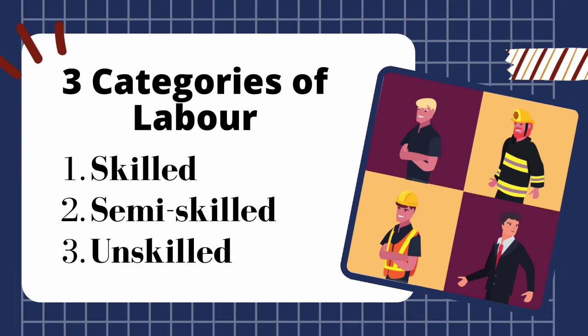This set of people are not specially trained, but they have some level of training. The example is the electrician, and then the next one is the unskilled labor. People involved here don't really need any special training. For example, the gardener, the cleaner, or a cook. These people don't need special training. So these are the categories of labor.